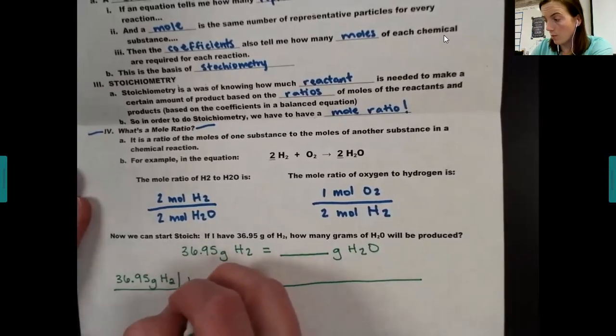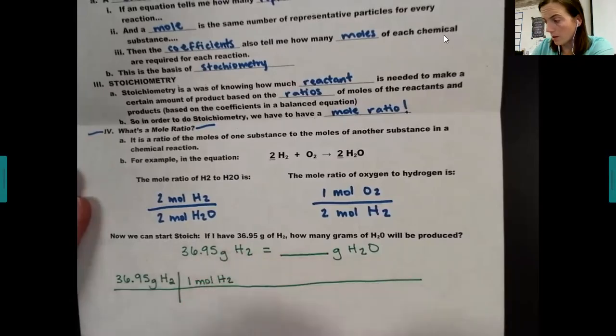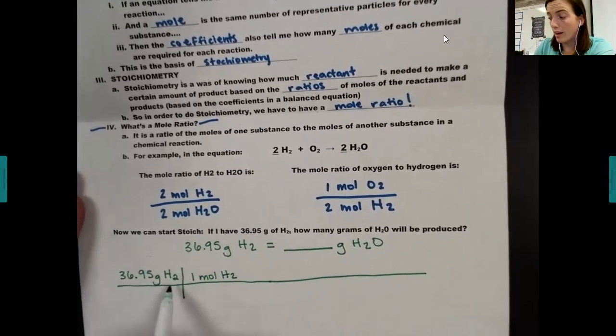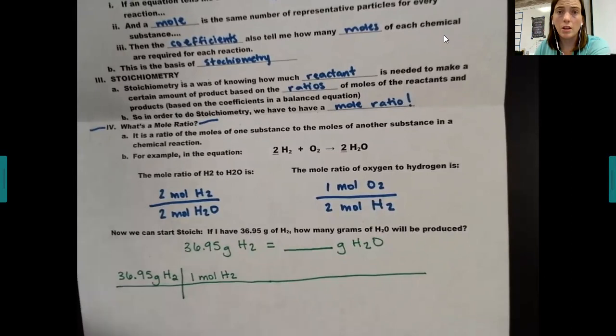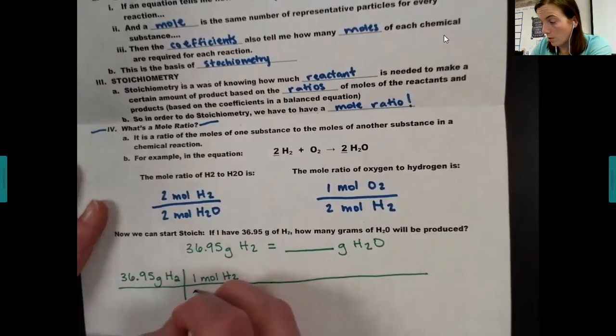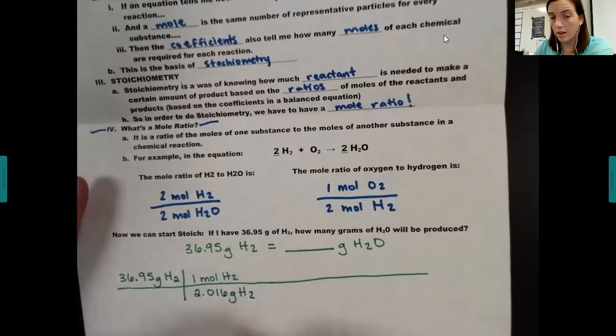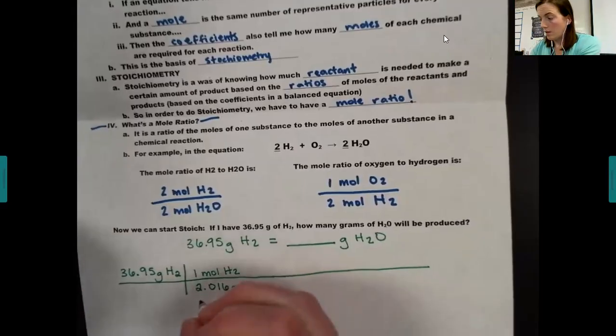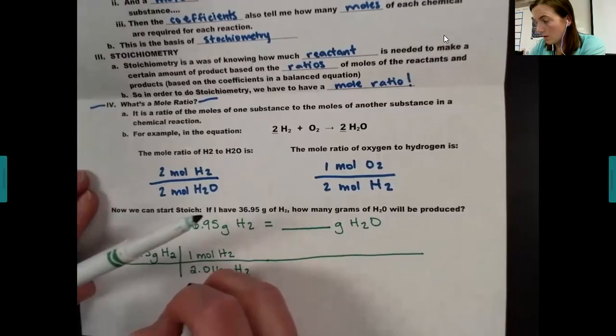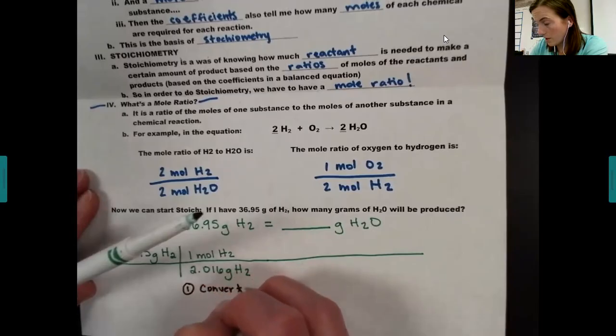All right, so if I'm converting to moles, I'm going to have 1 mole of hydrogen on top. And then I need to find the molar mass of 2 hydrogens and write that right here. So when you look at your periodic table, hydrogen has a mass of 1.008, and there's 2 of them. So the molar mass for hydrogen is 2.016 grams of hydrogen. Okay, so this right here is the first step. We're going to convert to moles.